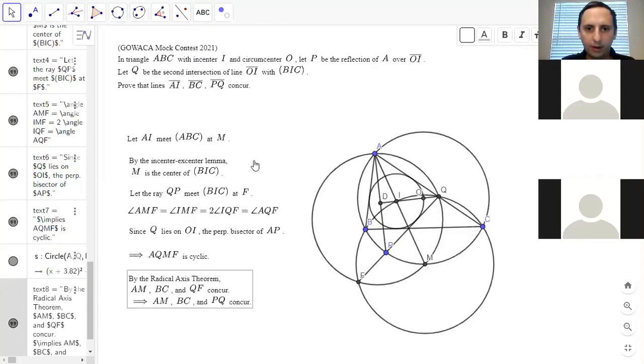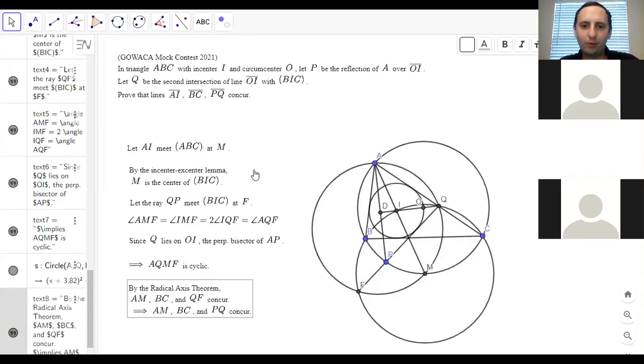And I see some people in the chat. Serdar found another solution using projective geometry. So if AI meets BC at a point T, then T, A, I, and the excenter are in harmonic conjugation. That's a well-known fact. And since angle IB is a right angle, so yeah, you'd have to draw this point over here, and QI bisects angle TQA.